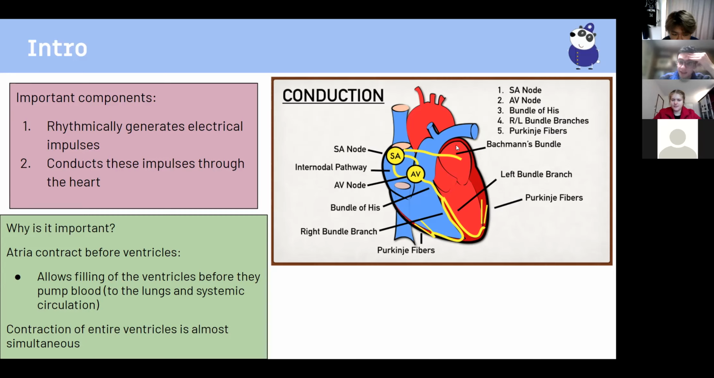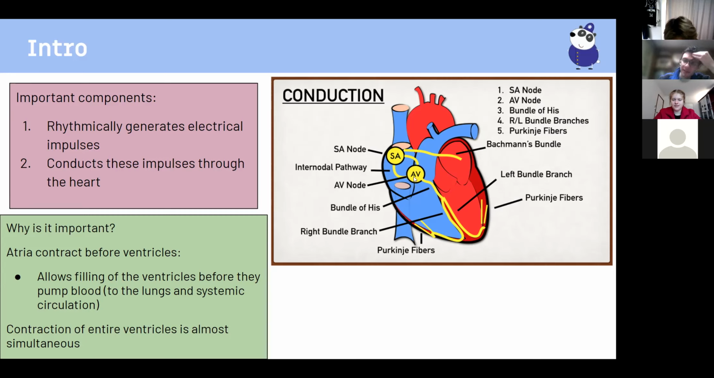There's another internodal pathway called Bachmann's bundle, which leads to conduction and depolarization of the left atrium. Now, it is true that cardiac myocytes by themselves will conduct electrical signals through their gap junctions. But these are like little highways. They're very specialized conducting fibers. Now, the reason why I'm talking about this is because this AV node is really important.